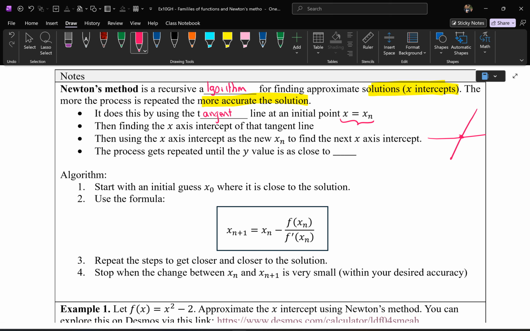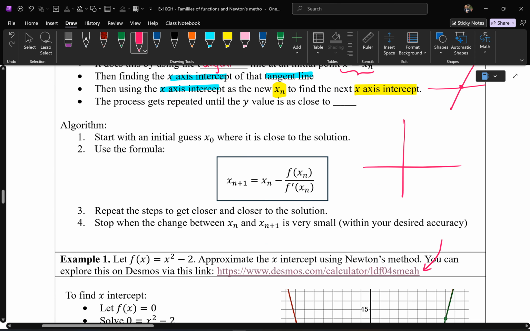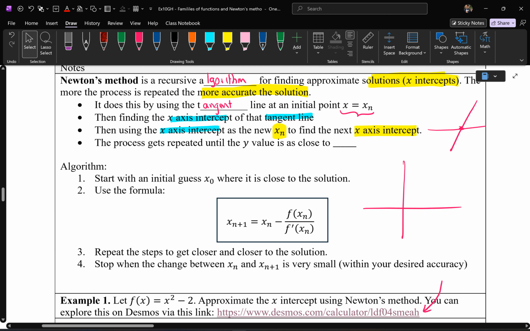Does that make sense? Okay, so I'm going to draw a picture so you can visualize it. But finding the x-axis intercept is the second step of the tangent line. Then with that x-axis intercept, you're going to use that new x-coordinate to find the next x-axis intercept of the tangent line. So here it looks like something like this. And I've got a Desmos version here for you to see. You can type that up, or if you have the digital version, you can click on it and it will take you to the Desmos creation that I made. But this is what it looks like as an example.